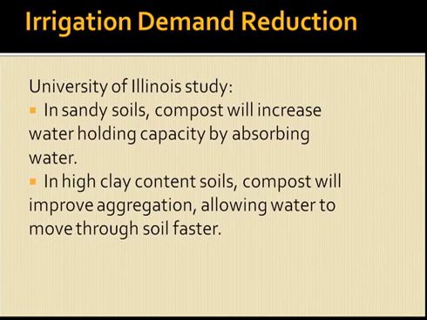It follows that if you're having better conservation of that rainfall, less runoff, and holding it in the plant zone, they found it has a dramatic impact on reduction of irrigation. And this is that point that I made earlier, that the University of Illinois did a study, and they basically proved this point, that in the sandy soils, the compost will increase the water holding capacity, acting like a sponge, as you would expect. And in tighter soils with a higher clay content, it's going to improve aggregation and the water will move through. So it's like I said before, it works both ways, depending on whichever soil situation you have, coarse or tighter, it's a benefit.